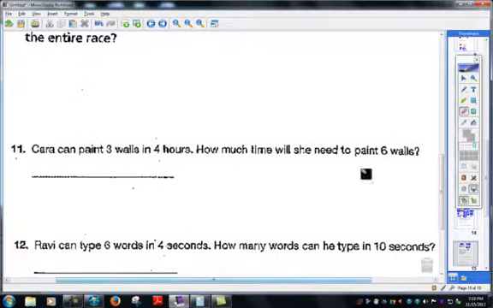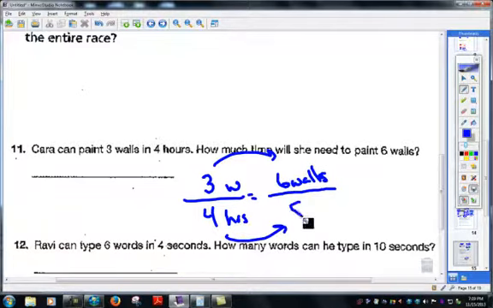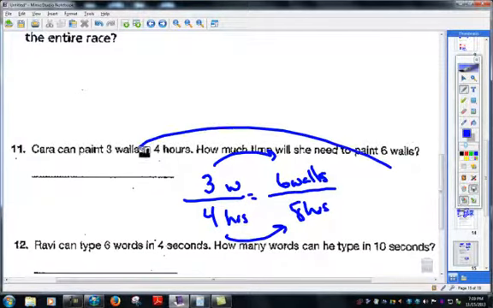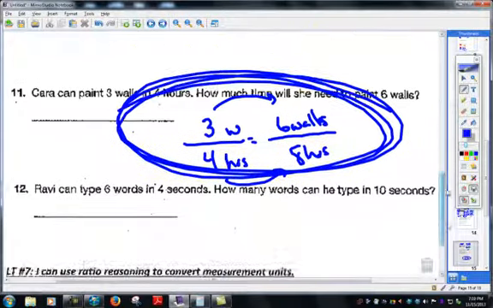Kara can paint 3 walls in 4 hours. So she paints 3 walls in 4 hours. How much time will she need to paint 6 walls? This is a pretty easy question. You're doubling the number of walls, so you just have to double the number of hours. I mean, that's as basic as it gets, guys. But I hope you're seeing how this whole ratio business really works. It really makes sense.